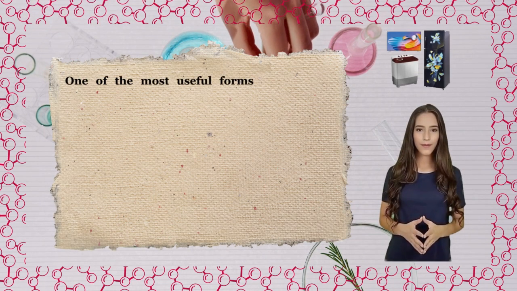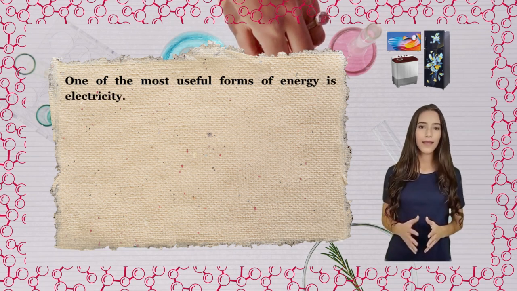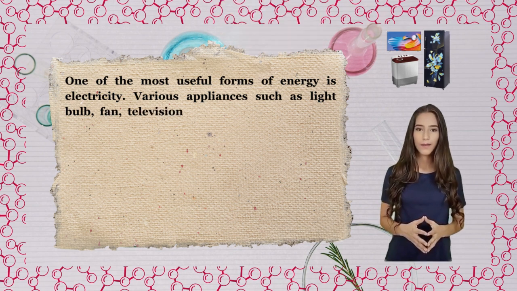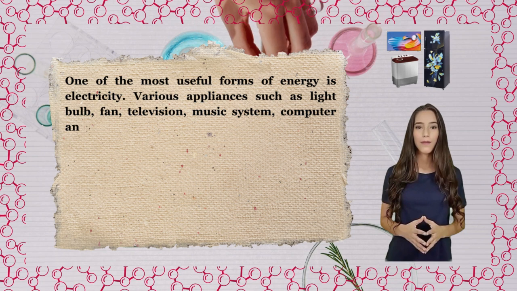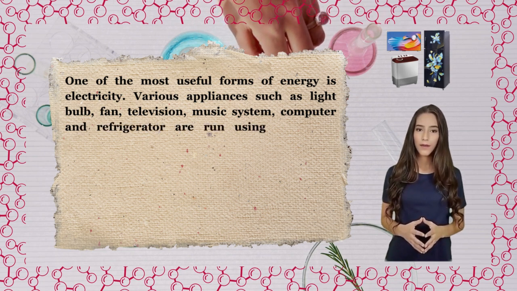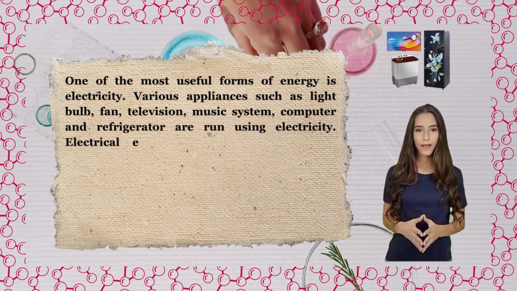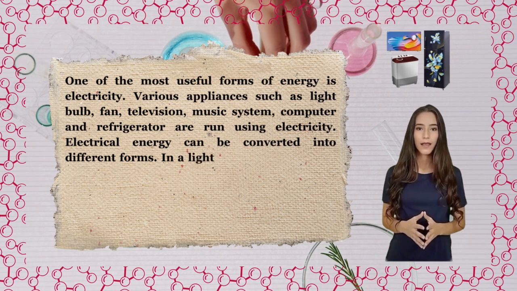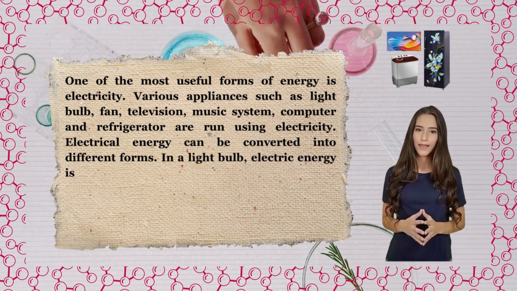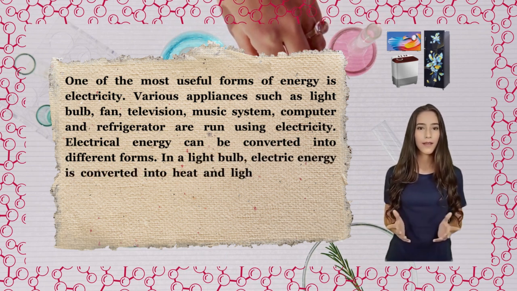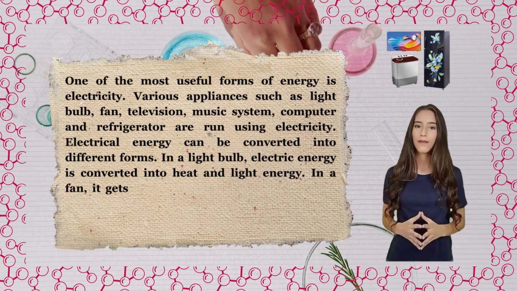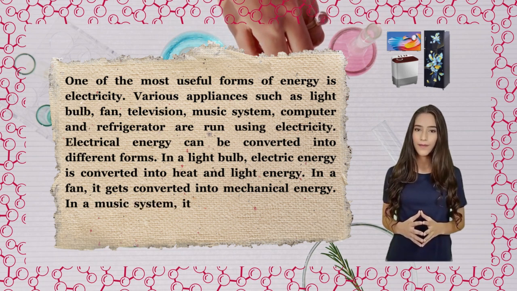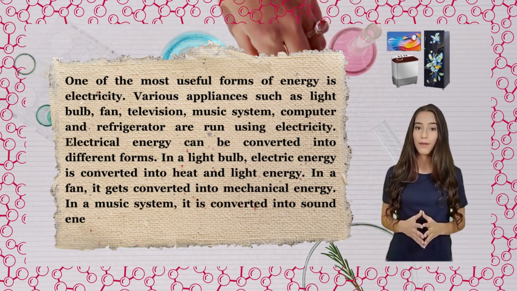One of the most useful forms of energy is electricity. Various appliances such as light bulb, fan, television, music system, computer and refrigerator are run using electricity. Electrical energy can be converted into different forms. In a light bulb, electric energy is converted into heat and light energy. In a fan, it gets converted into mechanical energy. In a music system, it is converted into sound energy.